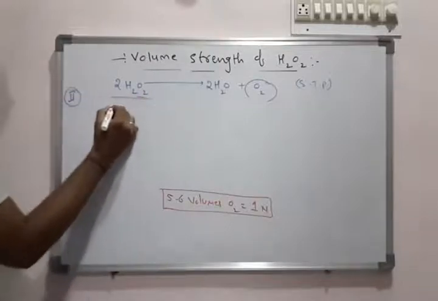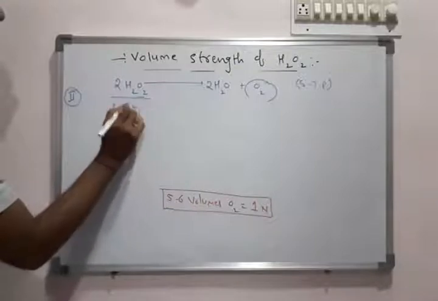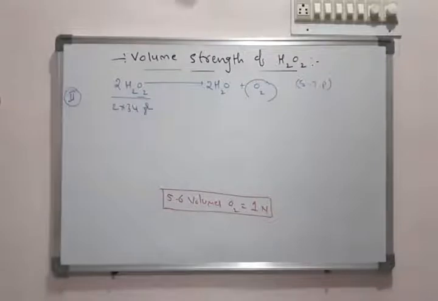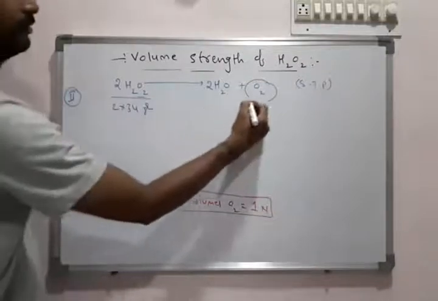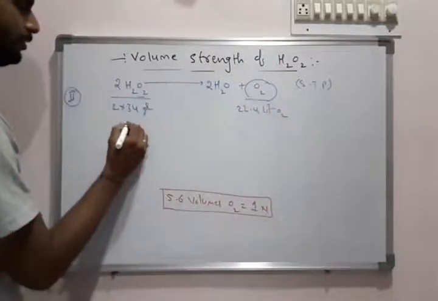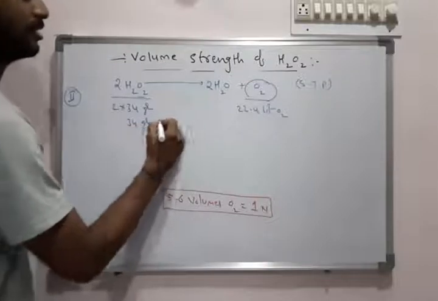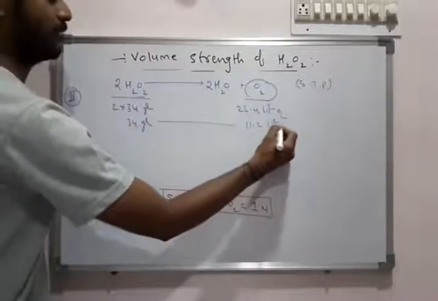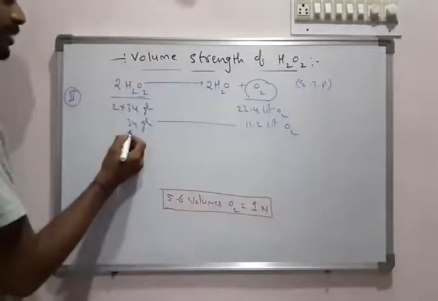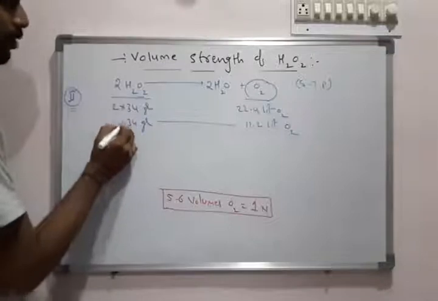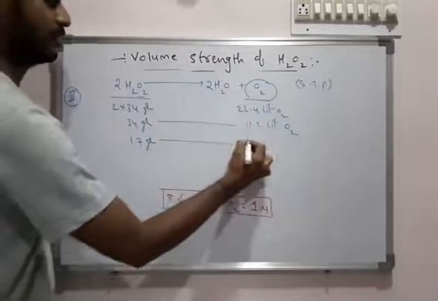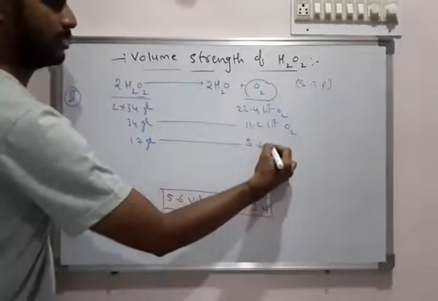Here 2 moles, converting into grams, sorry, 2 into 34 grams of hydrogen peroxide. Here again it releases 1 mole, which means 22.4 liters of oxygen. Then what about for 34 grams? For 34 grams it is 11.2 liters of oxygen. So this is 34 grams, generally for 1 mole. If we use 17 grams, it becomes 5.6 liters.